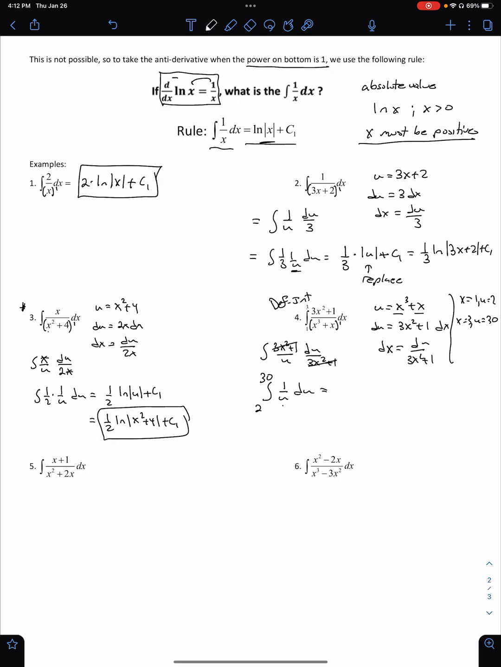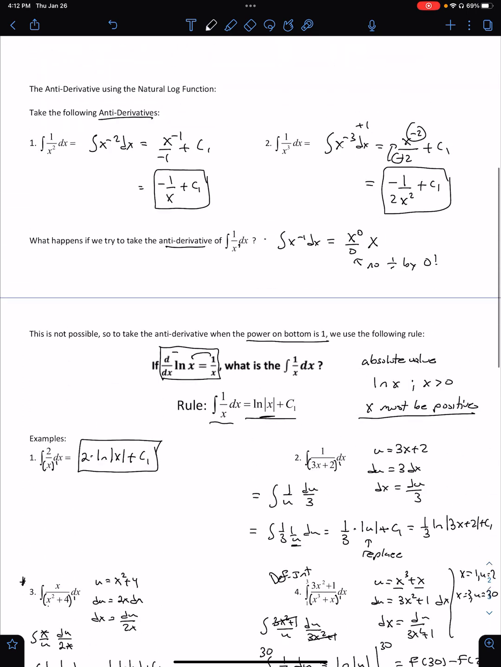Because this is 1 over u, we're going to get our natural log of u. Remember, our power there is 1, that's why I get that u. I don't need to put my plus c, but I'm going to integrate from 2 to 30. And we apply the FTC, f of 30 minus f of 2. And this is really easy. We get the natural log of 30 minus the natural log of 2. And there's our answer.